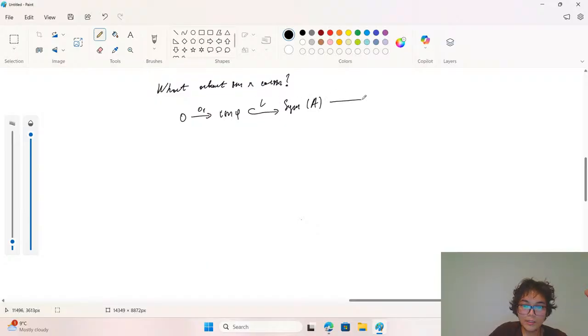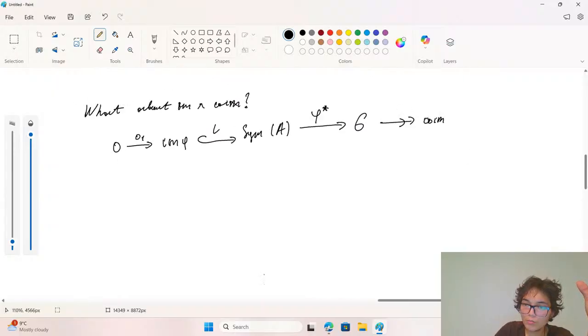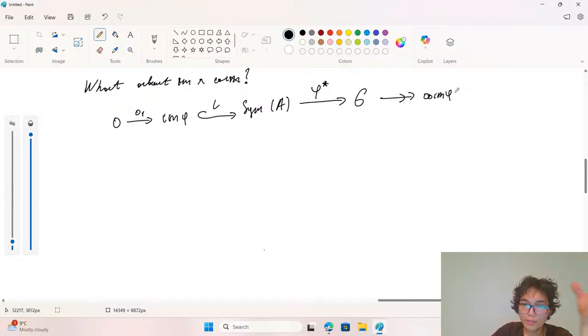And instead of considering phi, because it goes from the symmetry to G, I consider phi star, going surjectively to the co-image. I did all this by analogy with the previous sequence: co-image of phi, by the map pi, going to 0, 2.